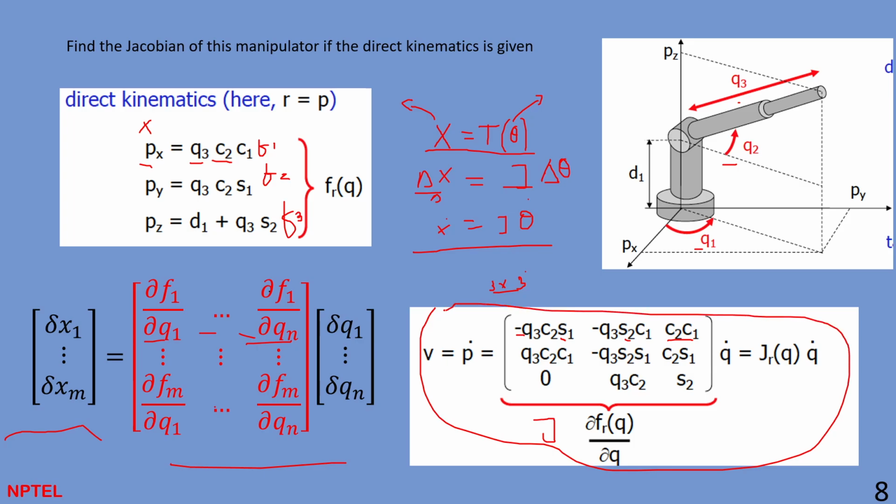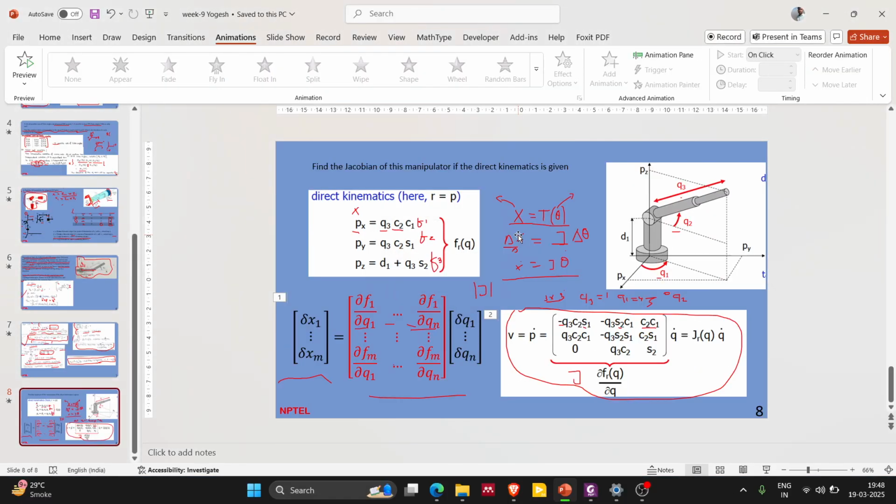But in multiple choice, what they can ask is, what will be the determinant of the Jacobian when q3 is, let's say, 1, q1 is 45 degrees, and q2 is something like 90 degrees. In that case, you need to put those values in and calculate the determinant of the Jacobian. So that can be asked as one of the multiple choice questions. Please do remember how to solve this kind of question.